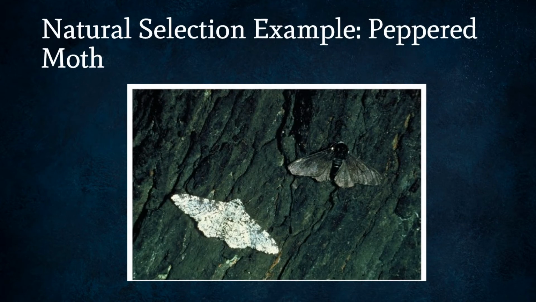So in this example, we've got several elements. Variation, as you can see the two moths here, there is variation in the population, and something in the environment changes to result in natural selection. So pay attention and think about what that could be.